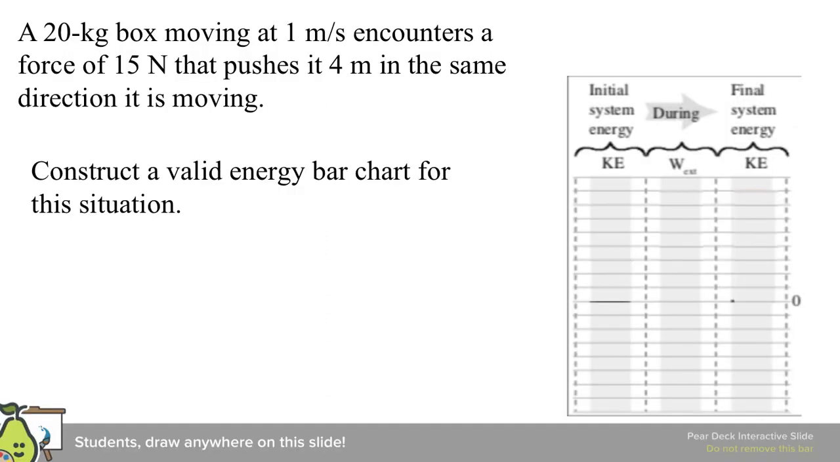A 20 kilogram box moving at 1 meter per second encounters a force of 15 newtons that pushes it in the same direction that it is moving. Construct a valid energy bar chart for this situation.